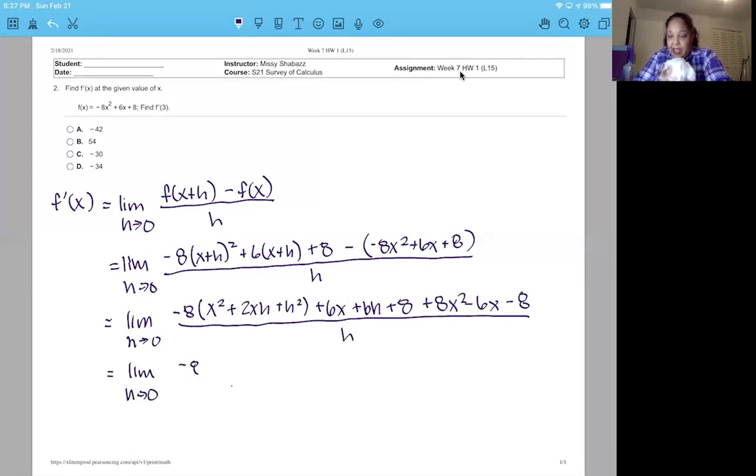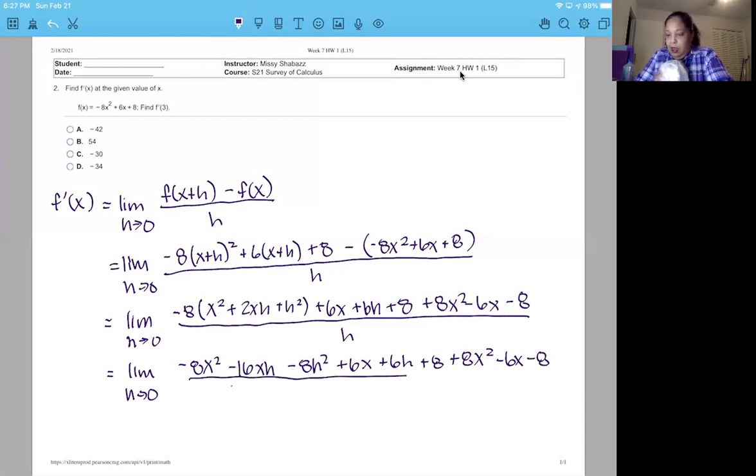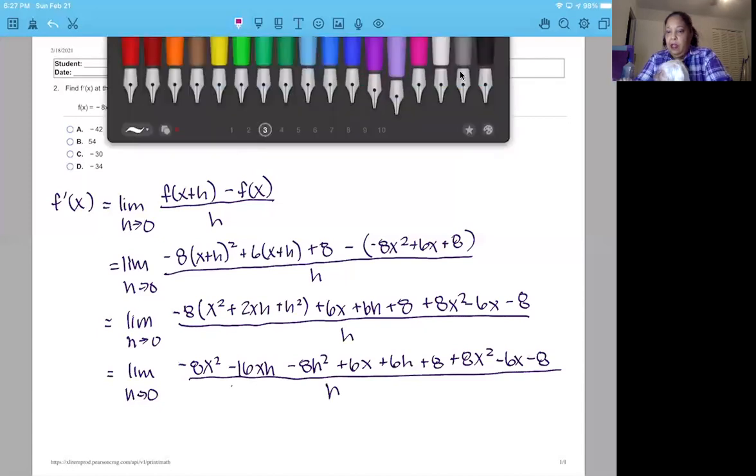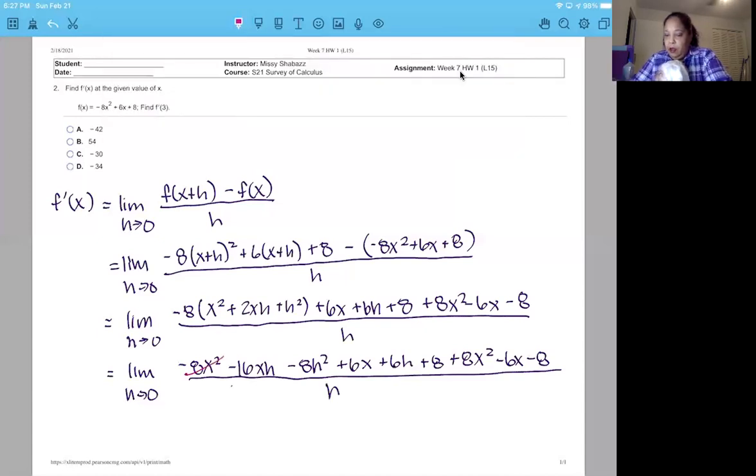So then I'm going to distribute that negative 8. So I have a negative 8x squared minus 16xh minus 8h squared plus 6x plus 6h plus 8 plus 8x squared minus 6x minus 8. I think I lost my plus 8. No, there it is. All over h. All right, so now we're just going to add like terms. So I have a negative 8x squared, a positive 8x squared, a 6x, a negative 6x, an 8, a negative 8.